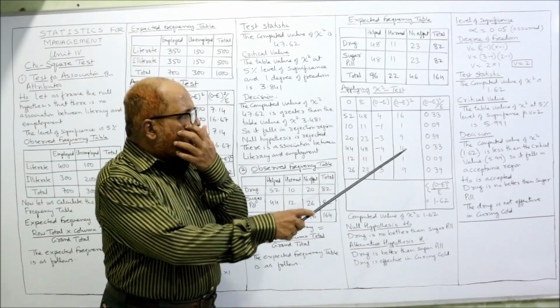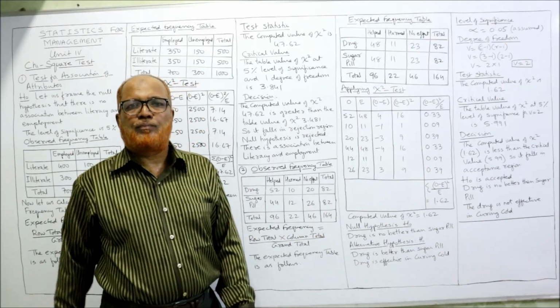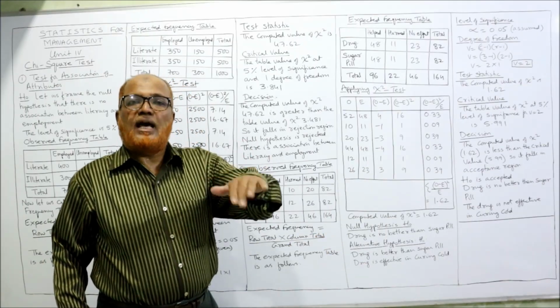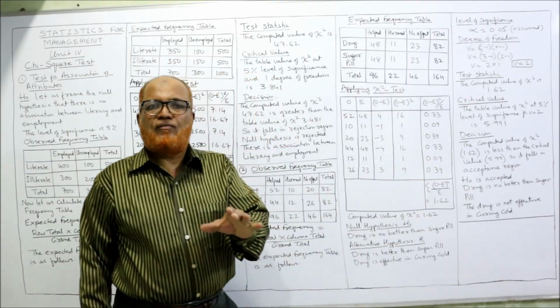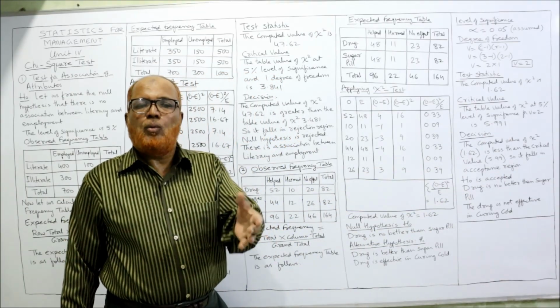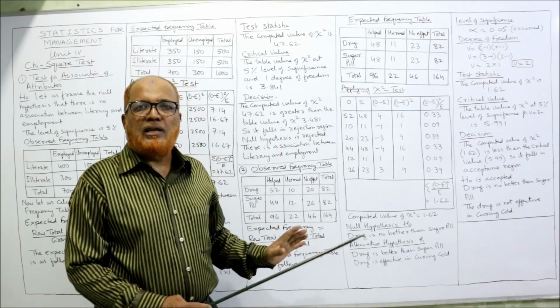So in the decision you should write down: the computed value of chi-square 1.62 is less than the critical value 5.991. So it falls in acceptance region. We accept the null hypothesis.